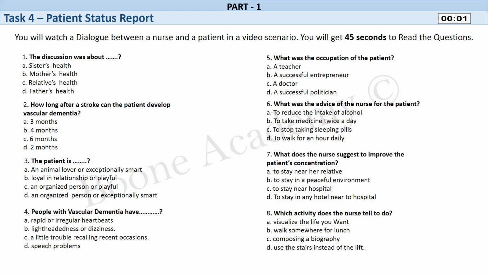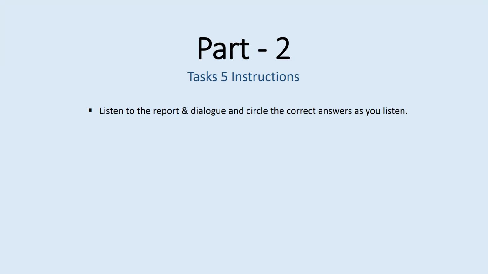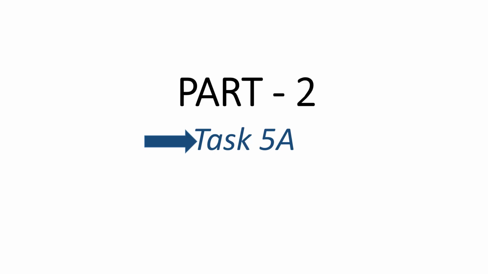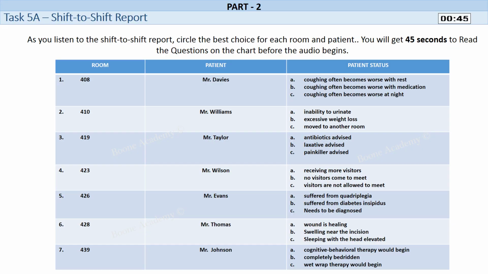Part 2. Task 5 instructions. Listen to the report and dialogue and circle the correct answers as you listen. Task 5A, Shift-to-Shift Report. As you listen to the Shift-to-Shift Report, circle the best choice for each room and patient. You will get 45 seconds to read the questions on the chart before the audio begins.